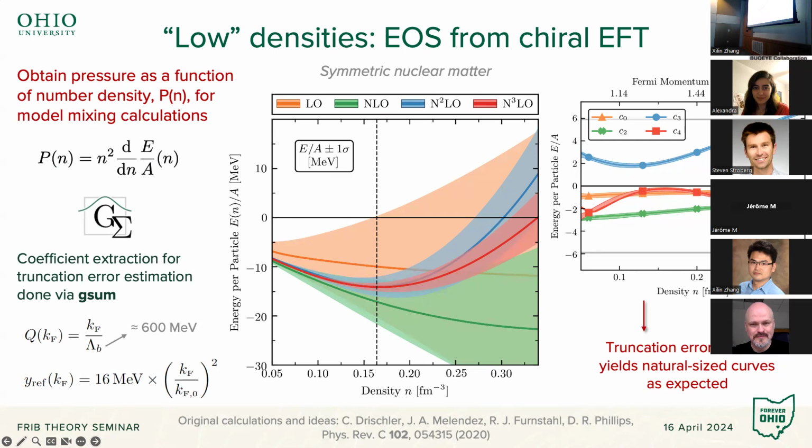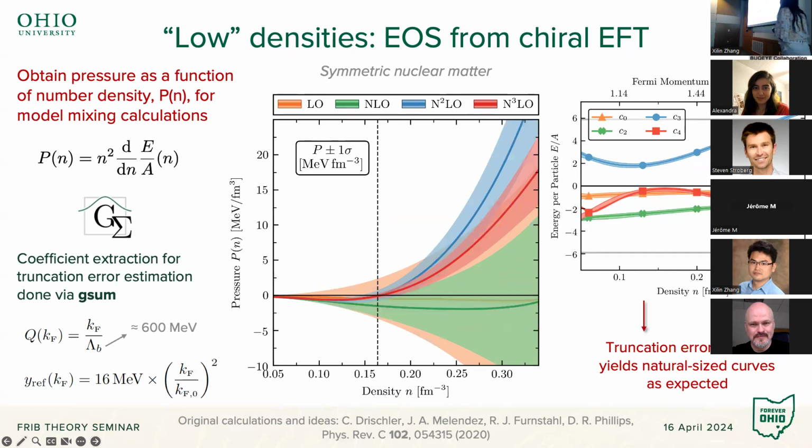So then this is for energy per particle. Because we're looking at pressure, what I use next is the pressure. In the framework for this, we're able to propagate these uncertainties from E over A to the pressure, and you can see this is just a simple derivative in density. When I do this, I can look at these truncation errors, and of course they propagate well, and everything still looks really good.